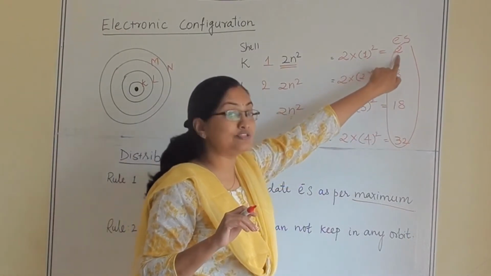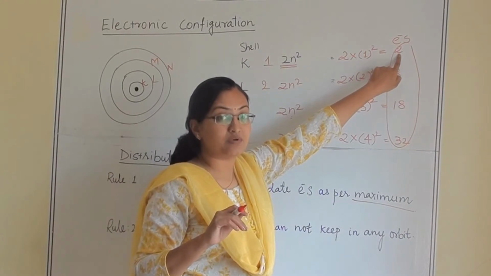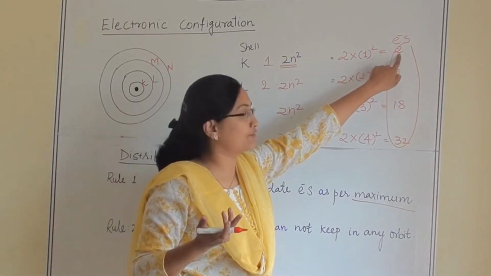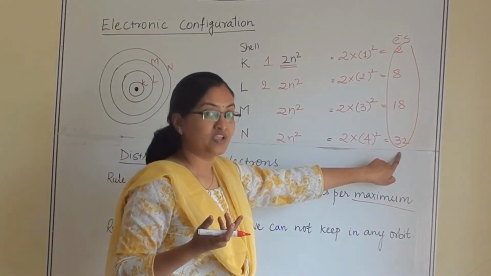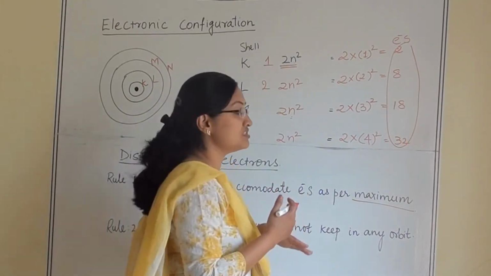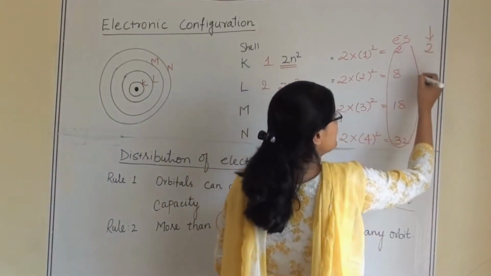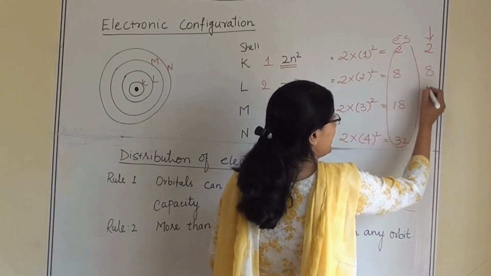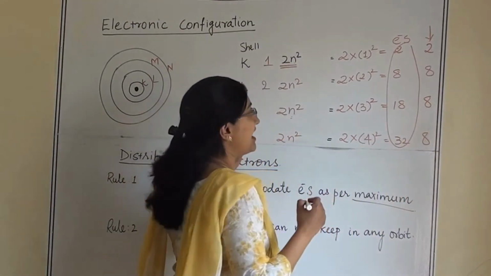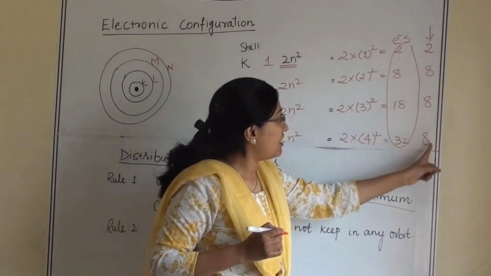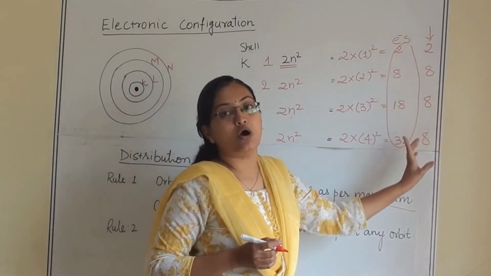So here it is 2, only 2 electrons, because its maximum capacity is 2. Here also 8 electrons, here also 8 and here also 8. So when you are distributing electrons, how many electrons are you going to put in each and every orbit? This is 2 for K, 8 for L, 8 for M and 8 for N. So these are the real capacities of each and every orbit.